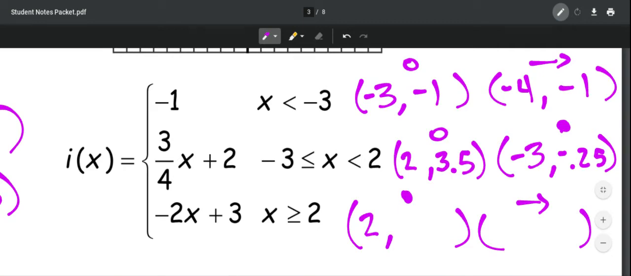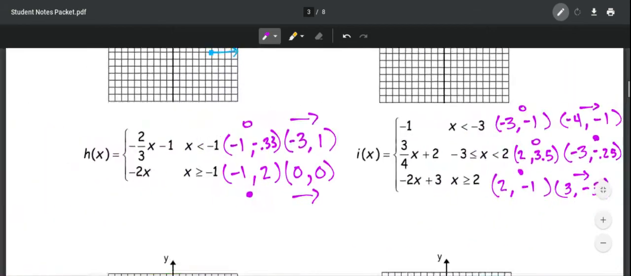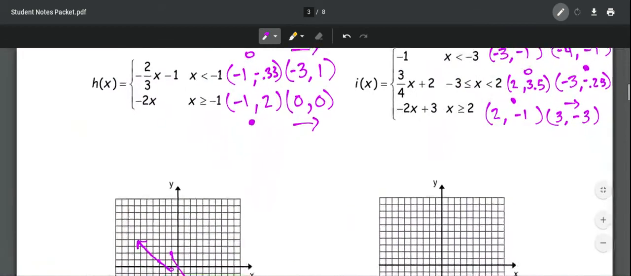Here I put in a 2, -4 plus 3 is -1. I need a number greater than 2. 3 is greater than 2. So that's -6. -6 plus 3 is -3. All right, so now I have all of my points.